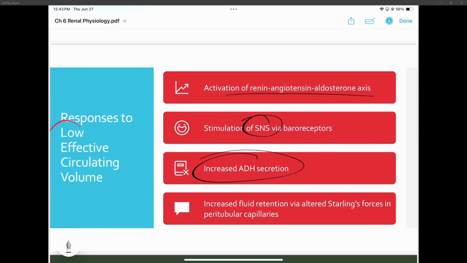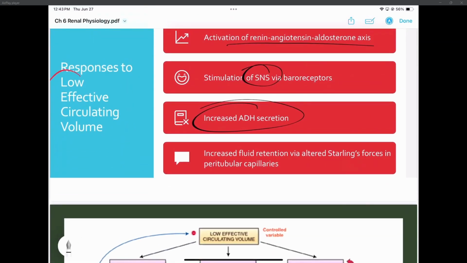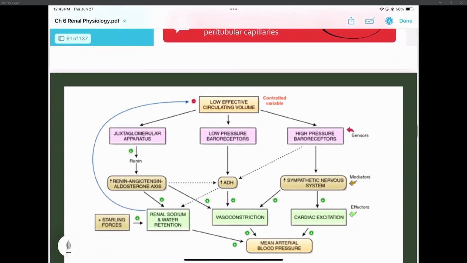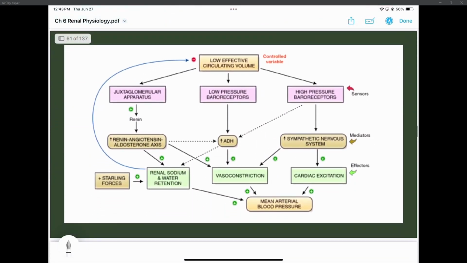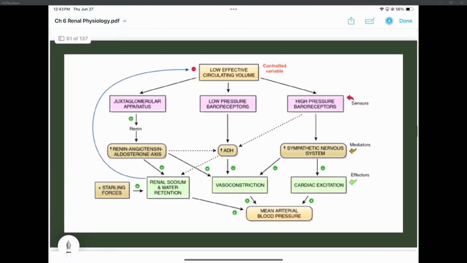Concentrated, because the water is staying in the blood, not going into the urine. The urine is a consequence of what's going on in the ECF. It's just a way we can get rid of excess stuff, and we do it through the urine. And increased fluid retention via all those Starling's forces, dealing with the push and the suck and all that fun stuff. So this is a really good diagram that goes over what happens and all the feedbacks when we have our controlled variable of low effective circulating volume.